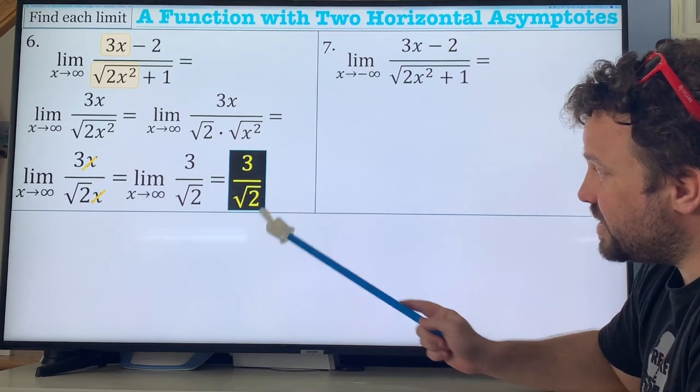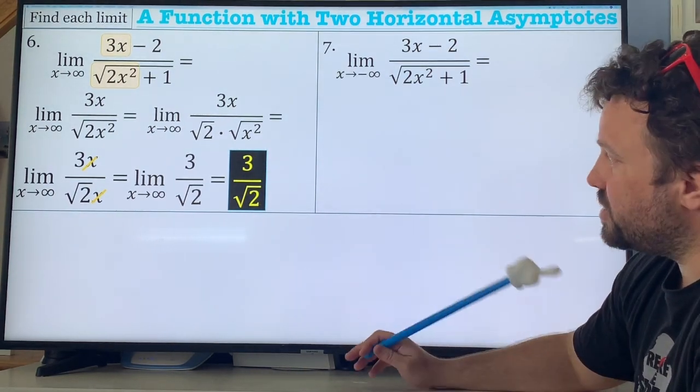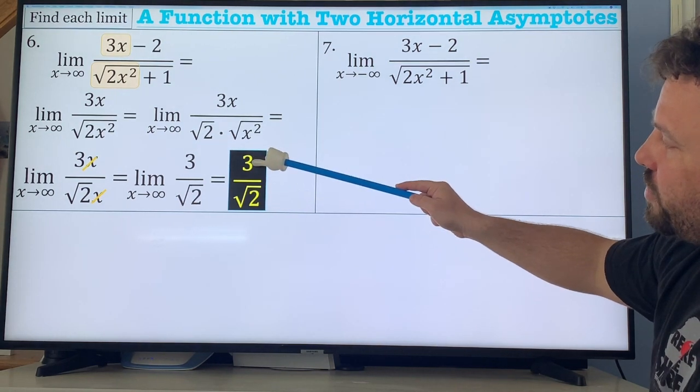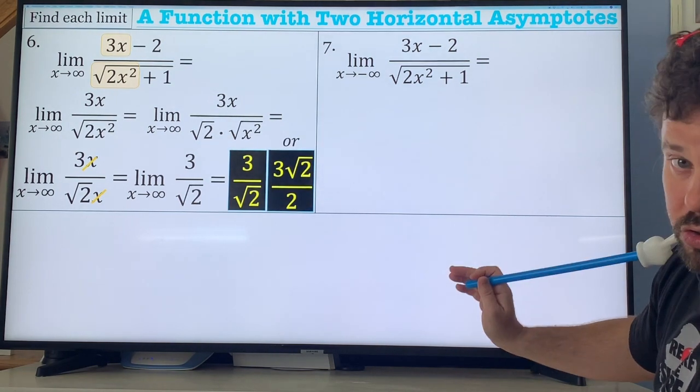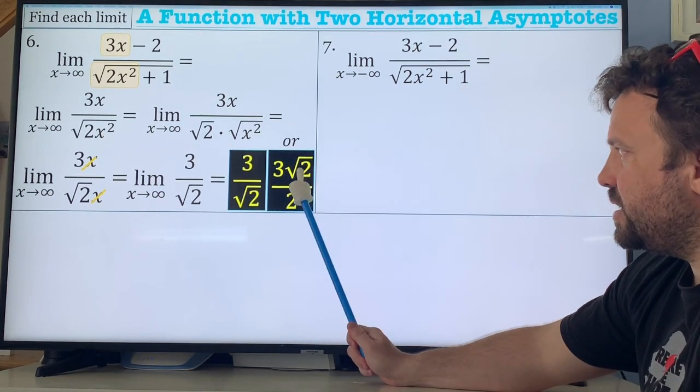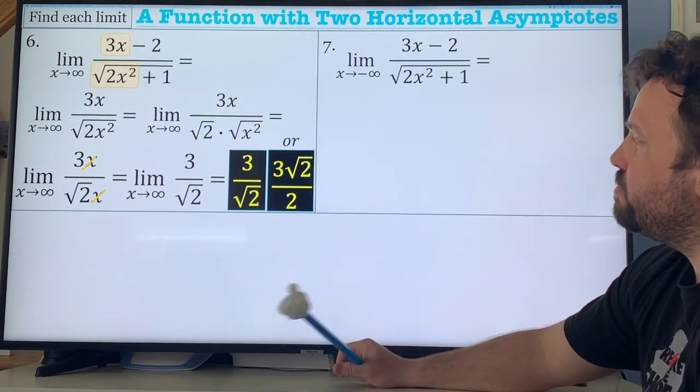So you can write it as 3 over radical 2. Or, as we did in the previous lesson, you typically don't want radicals on the bottom, so you would multiply this by radical 2 over radical 2, and you get 3 radical 2 over 2. Right? Either way is acceptable. This one's the way that's written better.